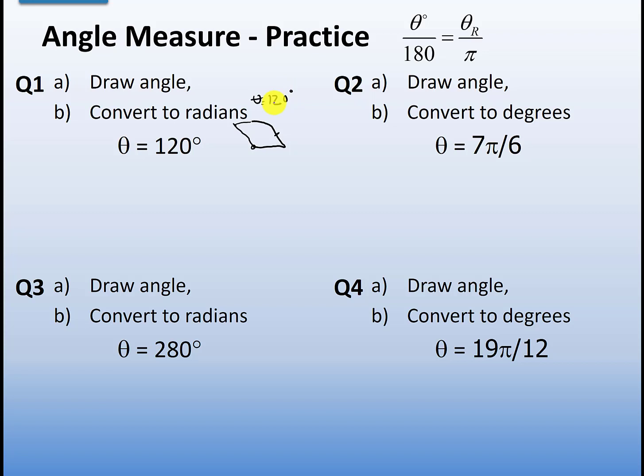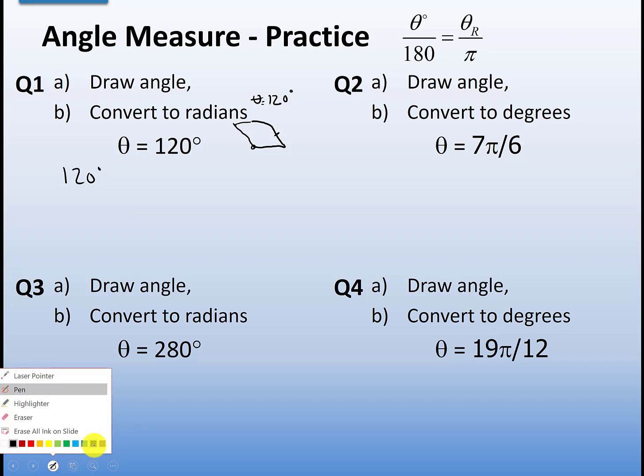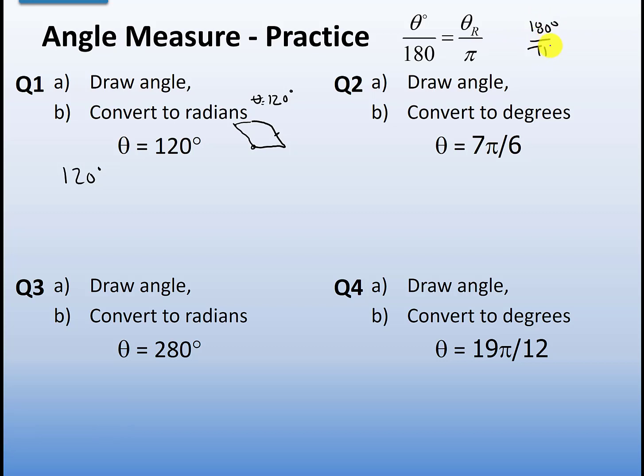Okay, now we also want to convert. So 120 degrees. We have these conversion ratios. And if we were in class, I would ask you for these different colors. The black one is 180 degrees over pi. And the red one will be pi over 180. And you have to choose one or the other to make the conversion.